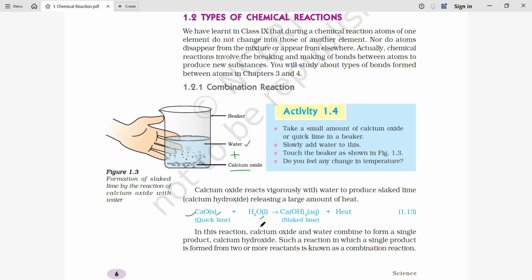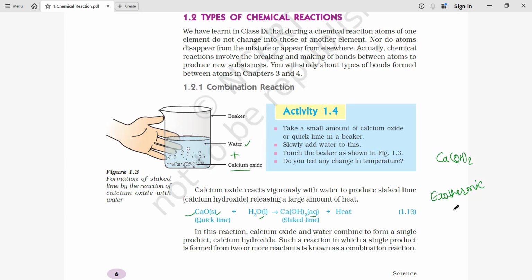After the reaction, it is going to give the product that is called slaked lime. The formula for that is calcium hydroxide, Ca(OH)2. This is aqueous, meaning it is soluble in water, and it produces heat. When heat is being produced in a reaction, that reaction is called an exothermic reaction. Here we are not giving any heat, but heat is being produced.